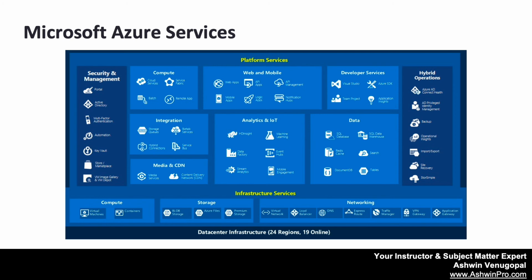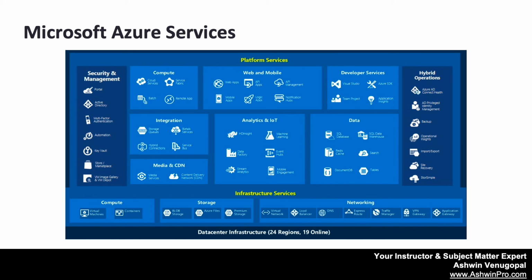Now, if you look at the Microsoft Azure service, there are certain tools or portals available for security and management. There is specifically a compute offering for scenarios, basically the VMs or the remote apps that you need to run on the system. There is web and mobile service. There is development services. And there is hybrid operations, which means it actually connects to your on-premise servers. And in the infrastructure services, you have compute, storage, and networking.